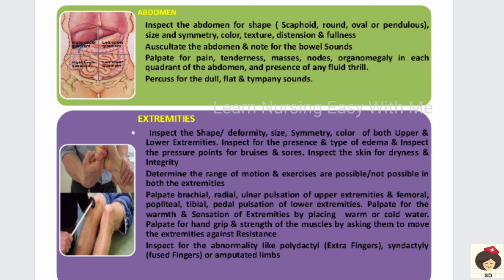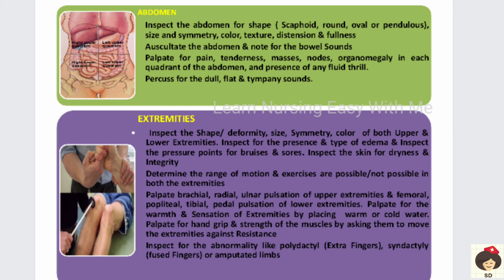And then you have to palpate for hand grip. So shake hands or something, and tell the patient to hold your hand tightly. If the patient is able to hold it, then the grip is good. And for the strength of the muscles, we have to tell the patient to move the body part against resistance. Like, you touch the leg and give resistance, but the patient has to move against the resistance. That is the muscle strength. You have to check it that way.